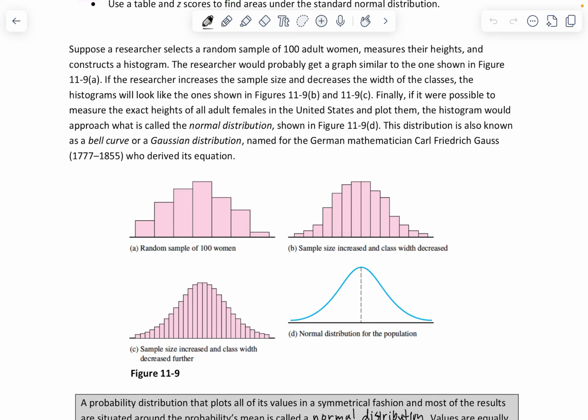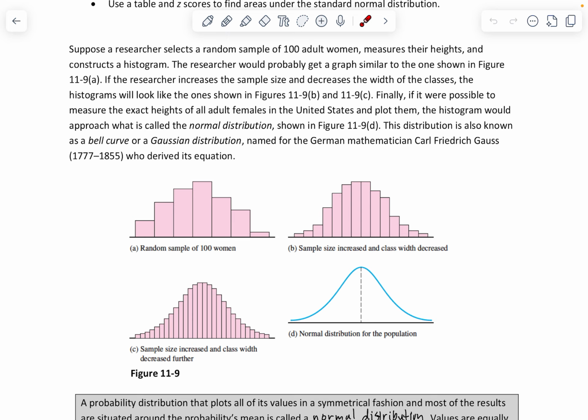Suppose a researcher selects a random sample of 100 adult women, measures their heights, and constructs a histogram. The researcher would probably get a graph similar to the one shown in figure 11.9a. If the researcher increases the sample size and decreases the width of the classes, the histograms will look like the ones shown in 11.9b and 11.9c.